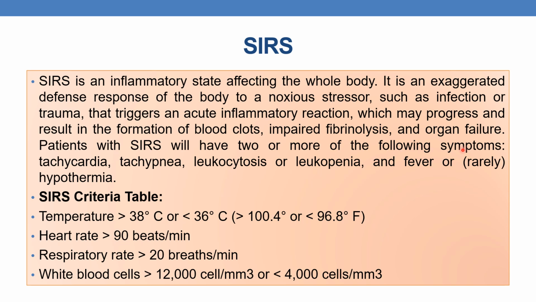Patients with SIRS will have two or more of the following symptoms: tachycardia, tachypnea, leukocytosis or leukopenia, fever, or rarely hypothermia. And the criteria for SIRS is temperature greater than 38 degrees Celsius or less than 36 degrees Celsius. The next is heart rate. It must be greater than 90 beats per minute. Respiration rate should be greater than 20 breaths per minute. And white blood cell count should be greater than 12,000 cells per mm cubed or less than 4,000 cells per mm cubed. Either case.